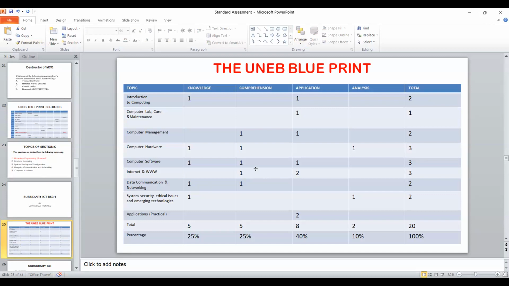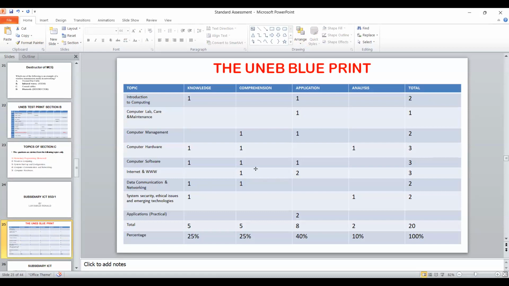Because people are not minding about this test blueprint. At the beginning, I told you that you cannot think about setting a paper when you don't have this thing. It must guide you. Then look at how the questions are arranged.